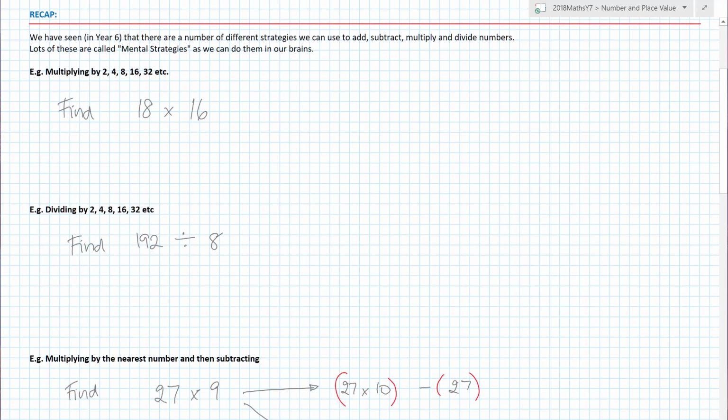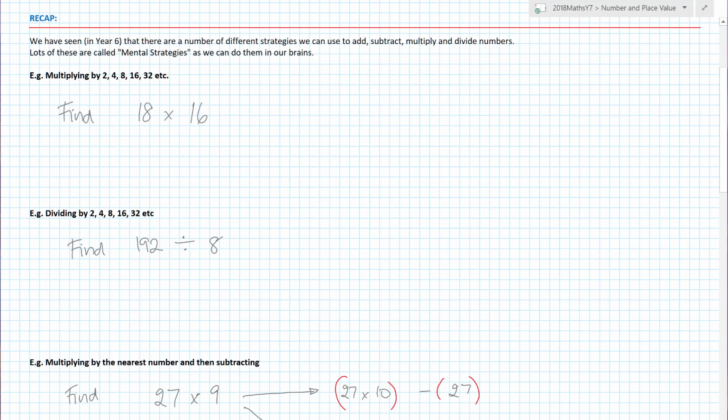Here is a quick recap of some of the work you've been doing before. Now, in year 6, you've probably found that there are lots of different ways we can add, subtract, multiply, and divide numbers. A lot of these are called mental strategies. Mental strategies are really, really important. And sadly, ladies and gentlemen, they are all built on knowing your times tables. If you know your times tables, then actually a lot of maths becomes simpler.